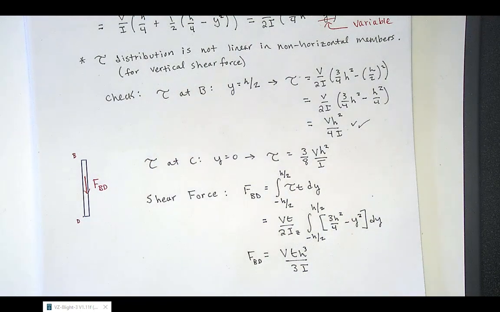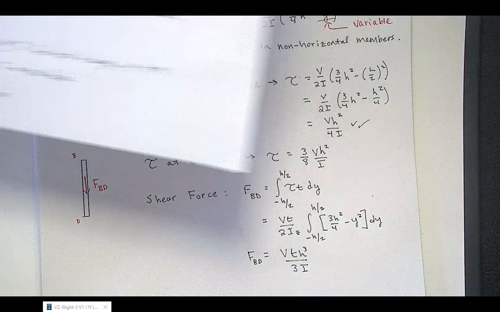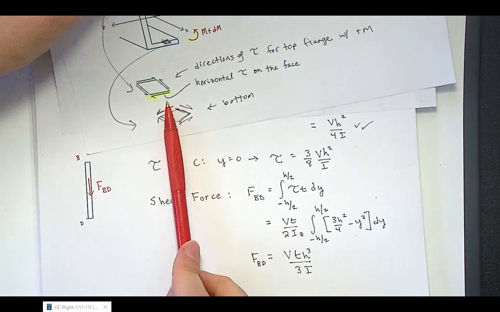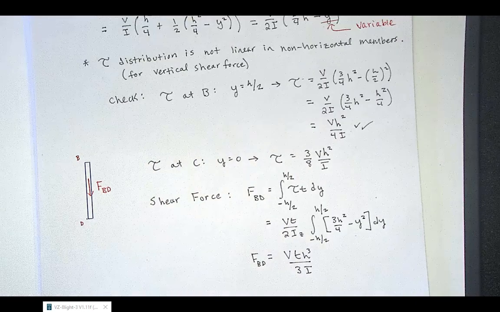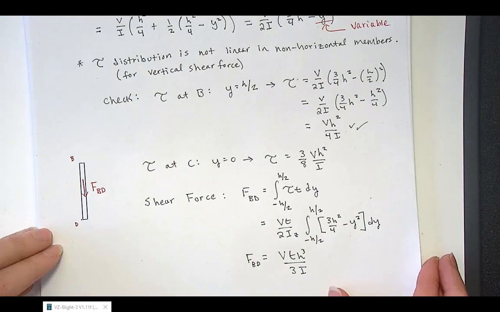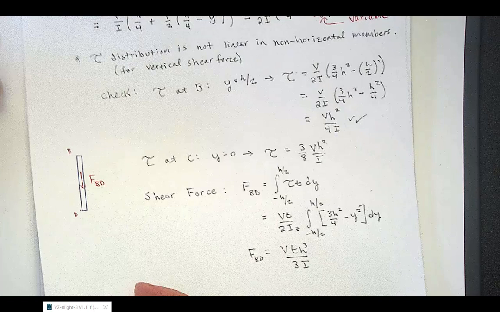That's why on the top flange, I drew it acting to the left. That's the same direction that the shear stress is acting based on this diagram here for the top flange. So that's how you can find the direction of the force. It just matches the direction of the shear stress. So, next we'll summarize all of those stress distributions and then find the shear center.